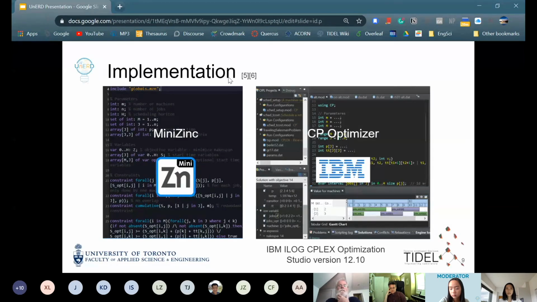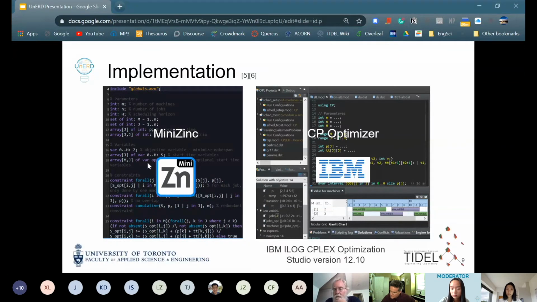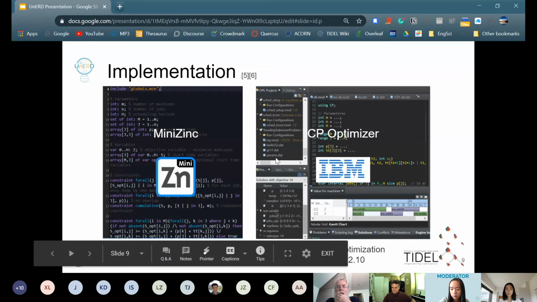So our next step is to implement both models in software. And we start with the high-level CP solver called MiniZinc on the left. But soon we realized that it does not have all the scheduling features we desired. It lacks control over low-level details. So we moved on to use the state-of-the-art solver called CP Optimizer.